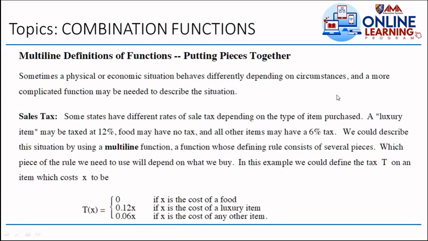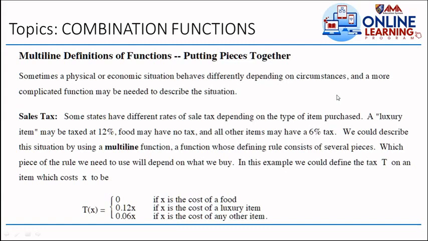Okay? A function whose defining rule consists of several pieces. Which piece of the rule we need to use will depend on what we buy. So in this example, we could define the tax, denoted as T, on an item which costs X, to be the following. Okay, so this is your sales tax.